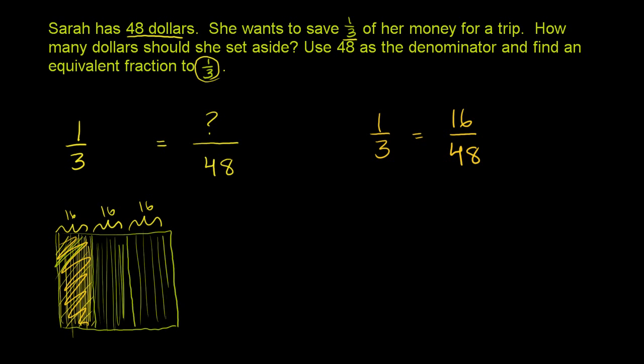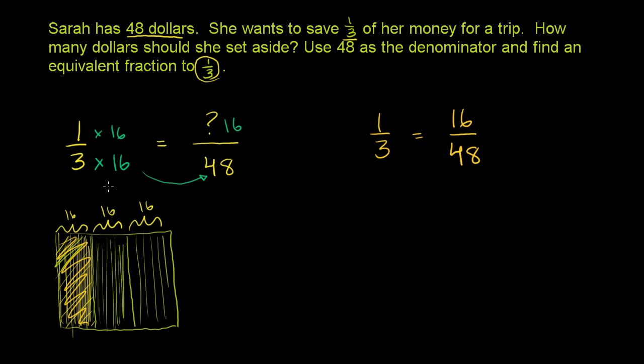to get the denominator, the bottom number, from 3 to 48, we multiply by 16. 3 times 16 is 48. And that's literally the process of going from 3 pieces to 48 pieces. We have to multiply by 16. We have to turn each of our pieces into 16 pieces. That's what we did. Now, you can't just multiply only the denominator by 16. You have to multiply the numerator by the same number. And so if each of my pieces now becomes 16 pieces, then that one piece will now become 16.